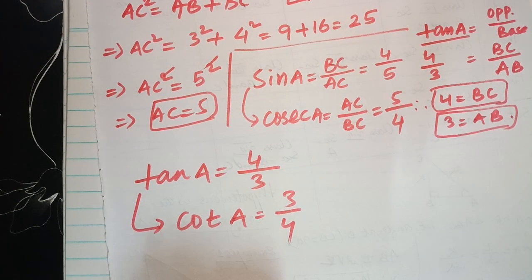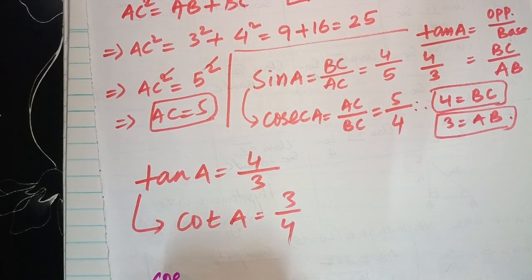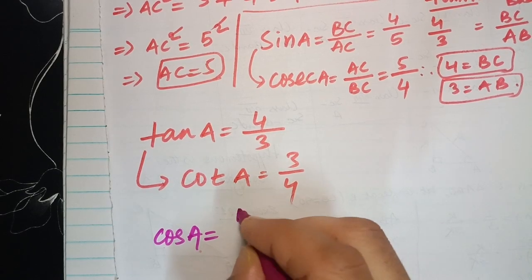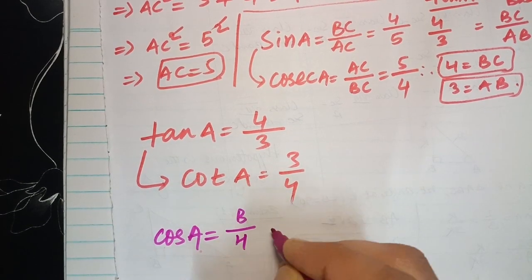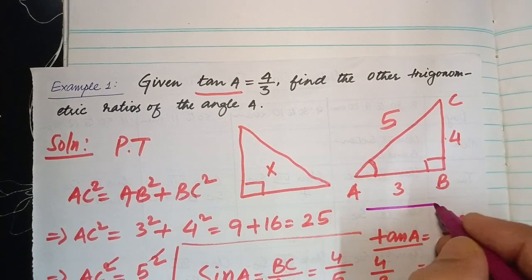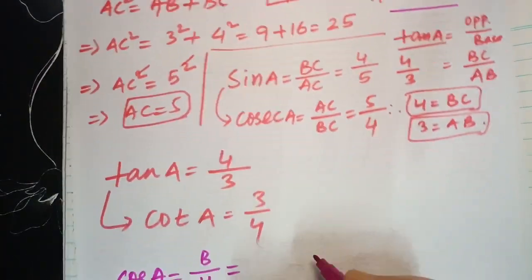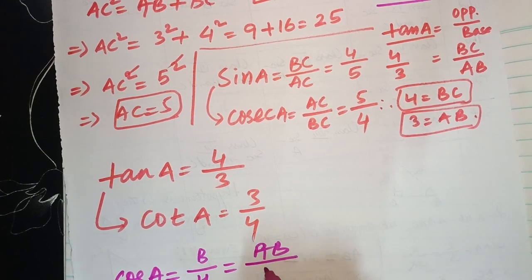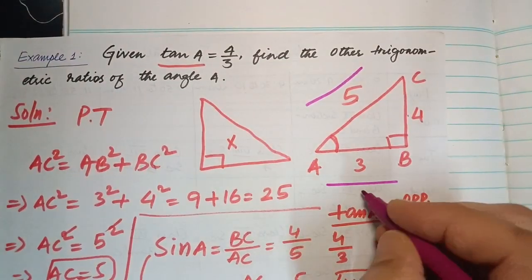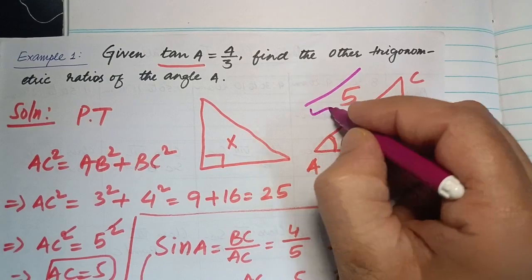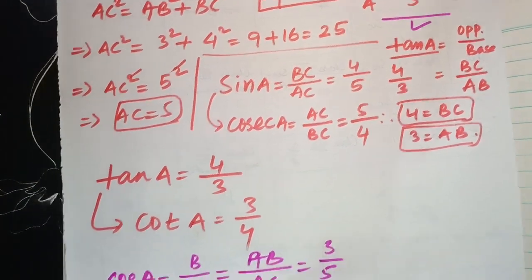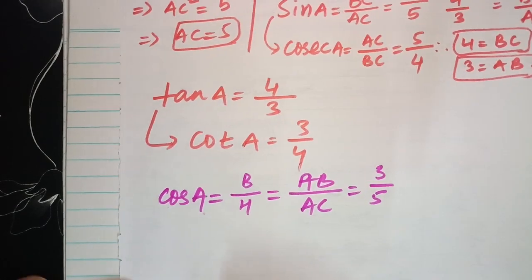Two more. Which one is that? Cos A. Cos is base by hypotenuse. What is your base? Base is AB, hypotenuse is AC. So base is AB by hypotenuse is AC. What is the value of AB? 3. What is the value of AC? 5. Means 3 by 5. 3 by 5 becomes your cos.